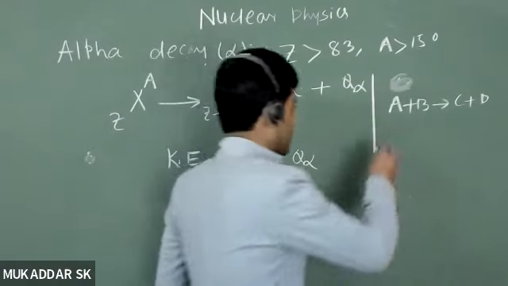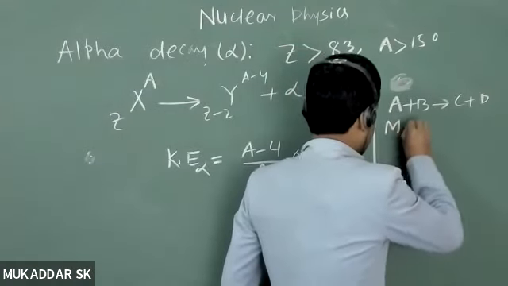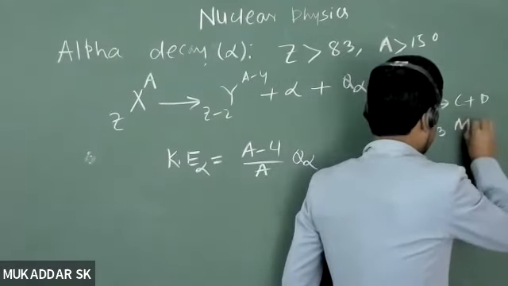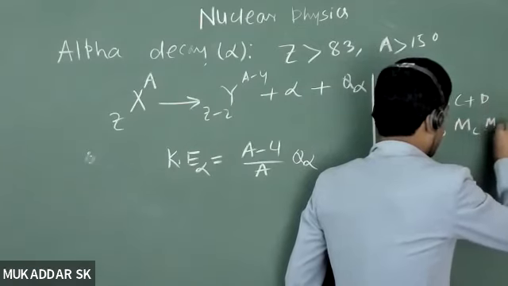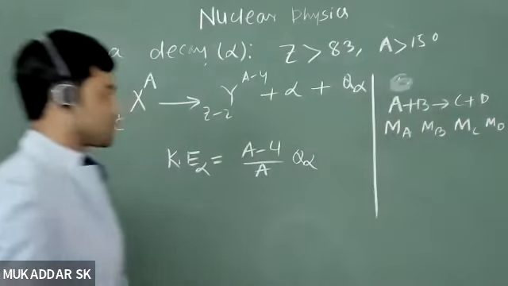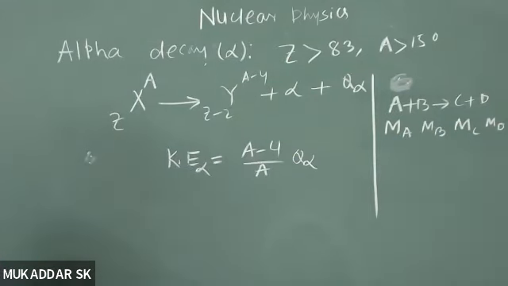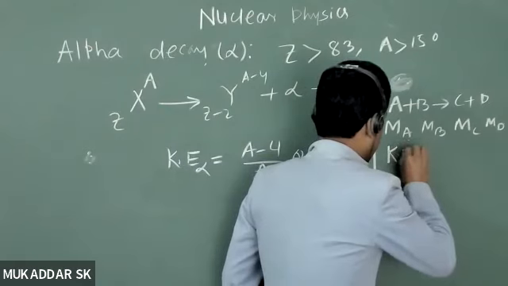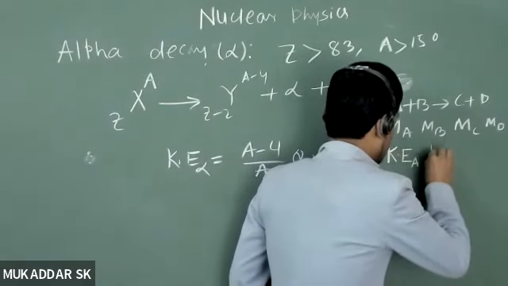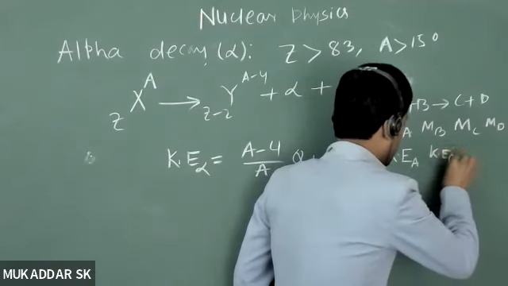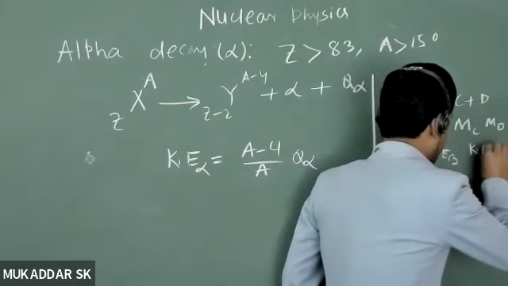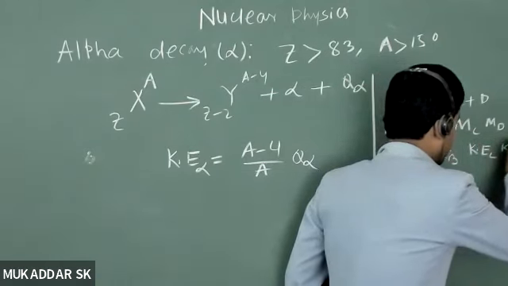Suppose the nuclear mass of A nucleus is Ma, for B it is Mb, for C nucleus the nuclear mass is Mc, and for D it is Md. Also assume that the kinetic energy of A nucleus is KeA, KeB for B nucleus, KeC for C nucleus, and KeD for D nucleus.